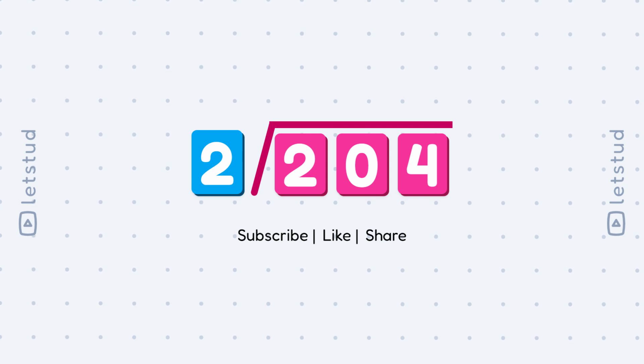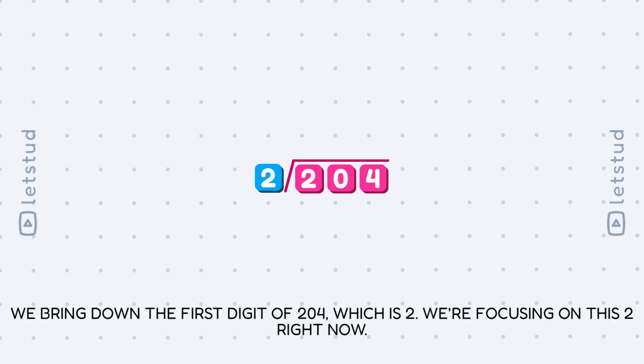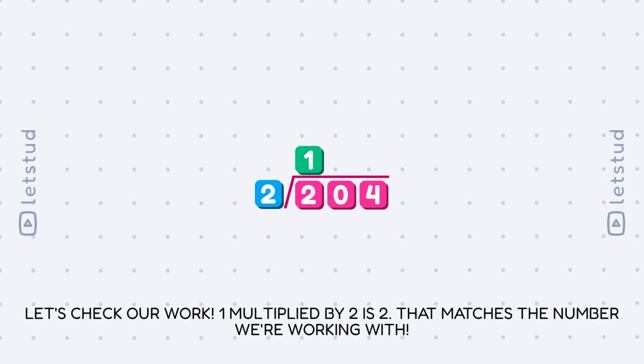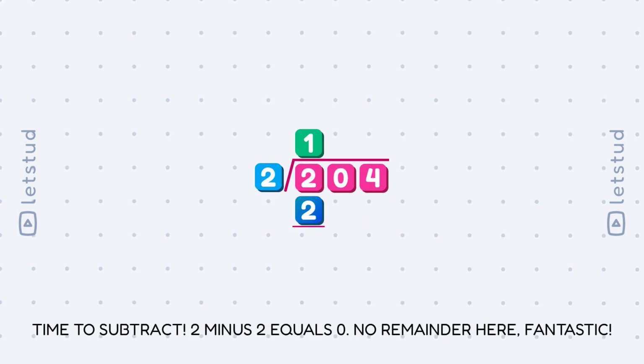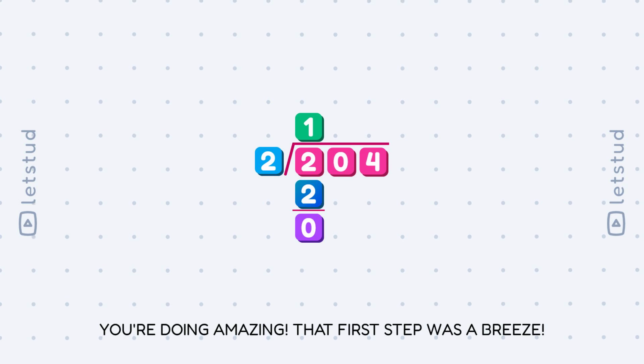Alright, let's start our division adventure. We bring down the first digit of 204, which is 2. We're focusing on this 2 right now. Now we ask ourselves, how many times does 2 fit into 2? It fits exactly 1 time. Let's check our work. 1 multiplied by 2 is 2. That matches the number we're working with. Time to subtract. 2 minus 2 equals 0. No remainder here. Fantastic. You're doing amazing. That first step was a breeze.